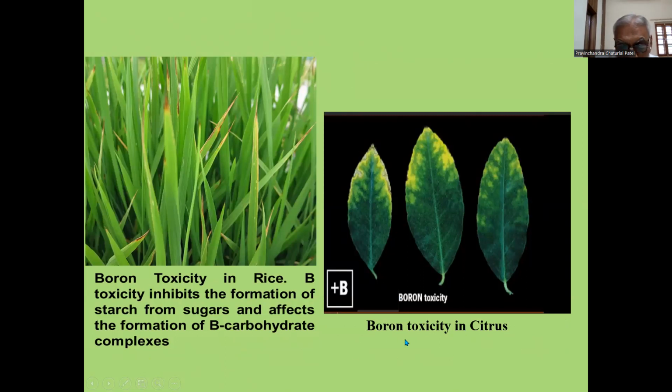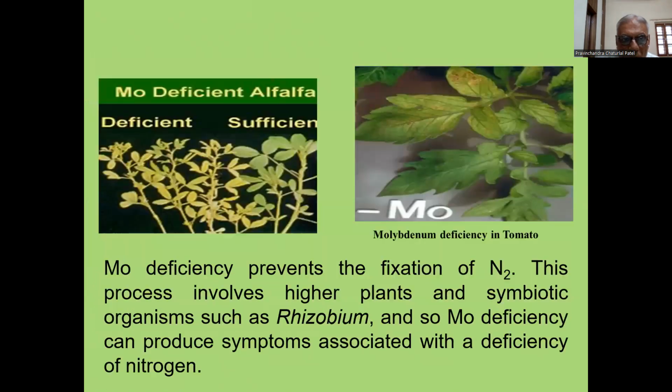So we have to supply balanced nutrition of boron. And how can we know? We can know only through soil analysis before sowing or planting of the crops.